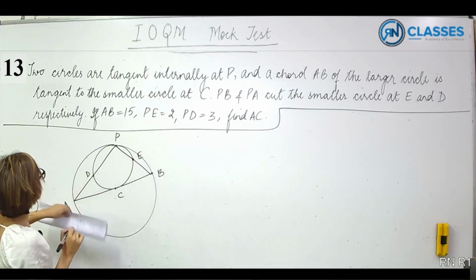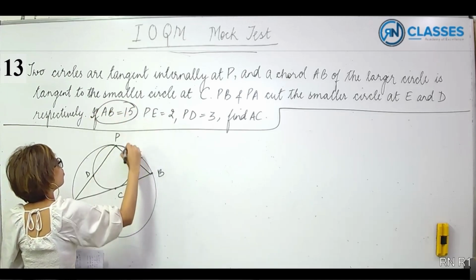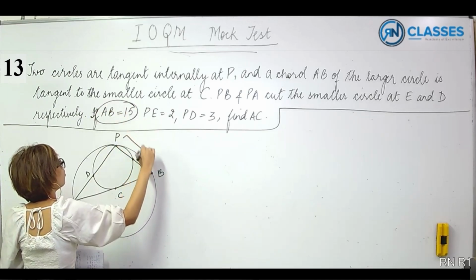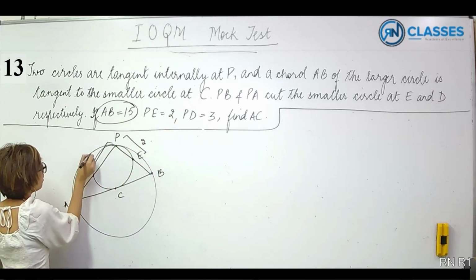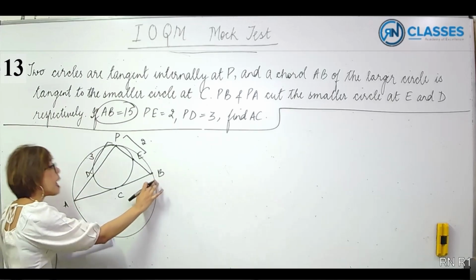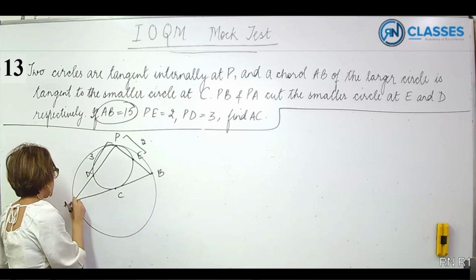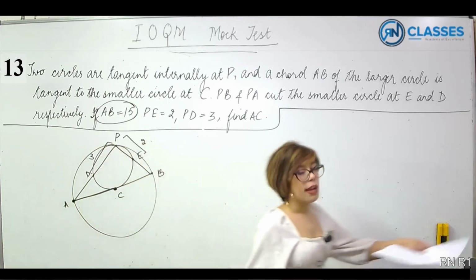Cool. Now he says AB is 15. The entire length is 15. PE is 2. This tiny length is 2. And PD is 3. So this length is 3. Given to us. We need to find AC. Mind it, AB is given to us. We need to find AC.